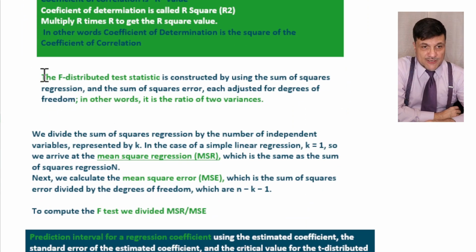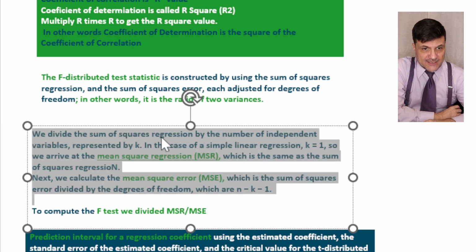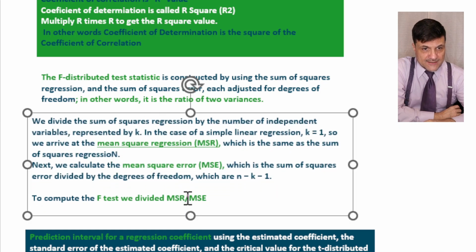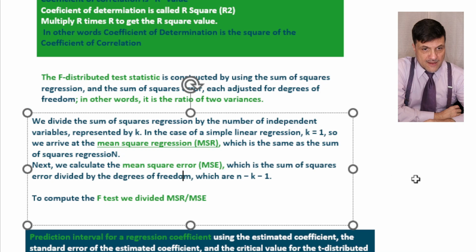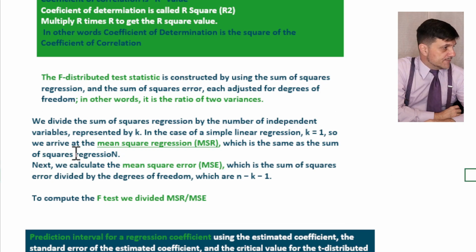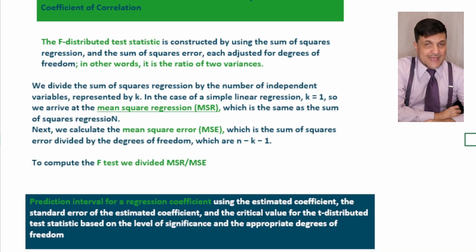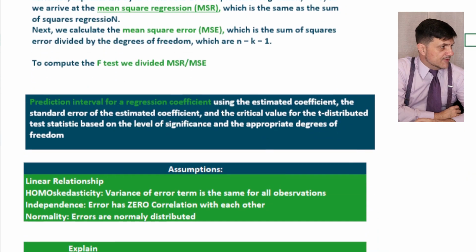I already explained to you the F-stats, which is the ratio of two variances, the good variance, the explanatory variance, divided by the residual variance. That's what the F-test is. And that's explained here, all those points that I explained to you: how to get the mean square regression, and how to get the F, as I covered on the ANOVA table.